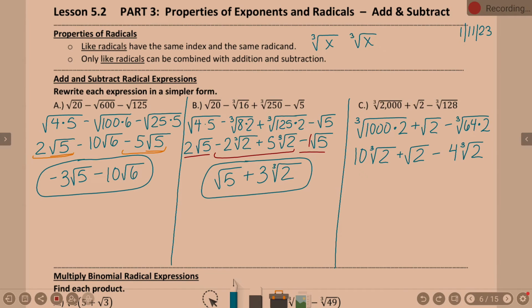Okay. Can I put anything together? Yep. The 10 and the 4, which makes 6. We have 10 cube root of 2 minus 4 cube root of 2. So 6 cube root of 2, and then plus square root of 2.